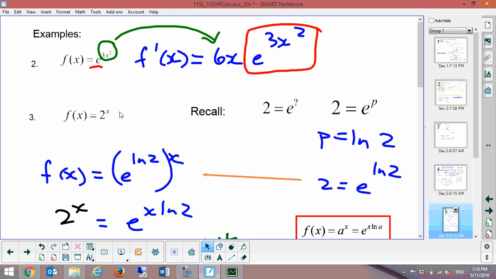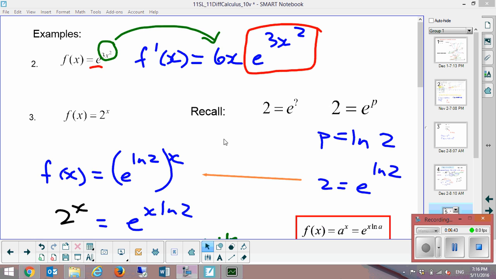So let's go back to where we started with f, the function equal to 2 to the x. Remember, if we go back to our logs, if we have 2, then we can write that as some power of e. Remember, e is 2.718, etc. So there's some power that we can use that will give us 2. Using our log rules, p is equal to ln of 2. In other words, I can write 2 as e to the power of ln of 2.